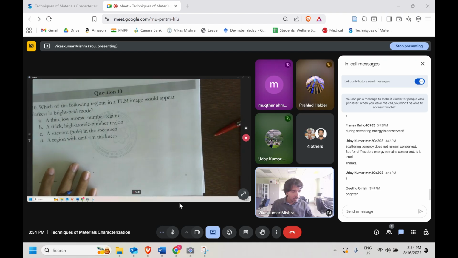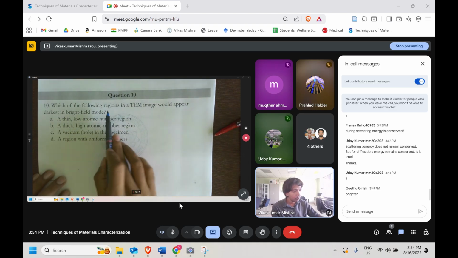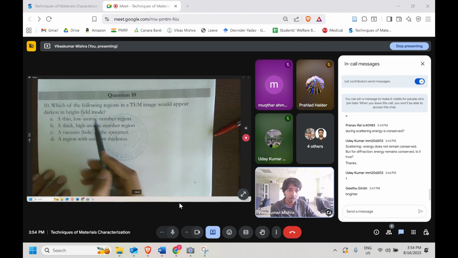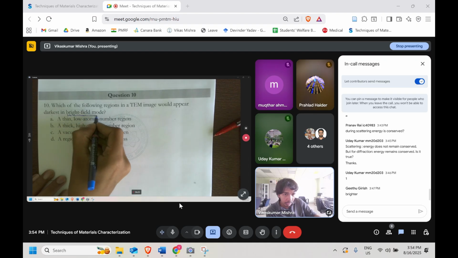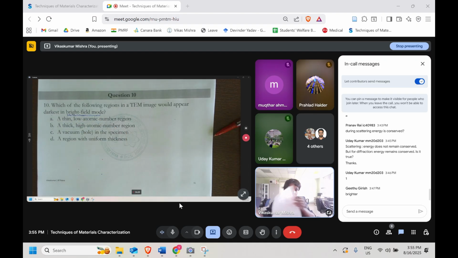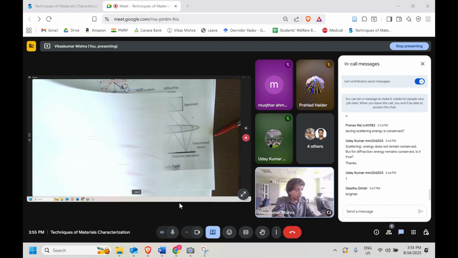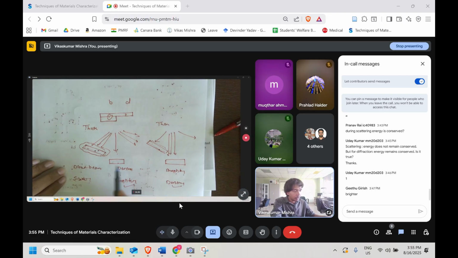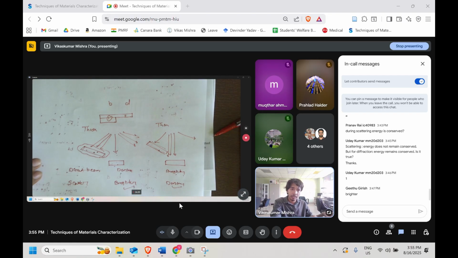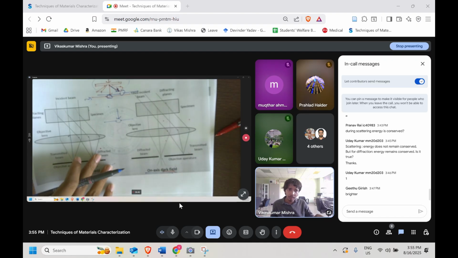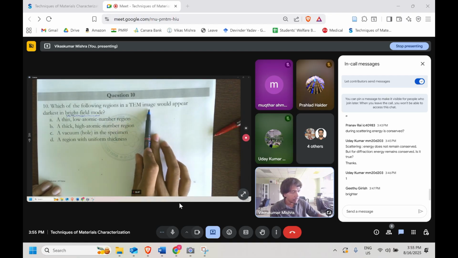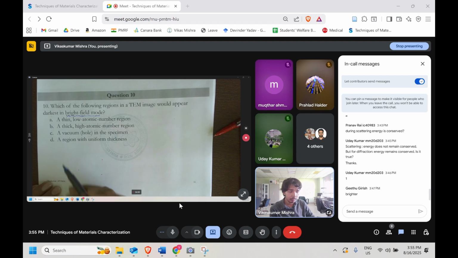Okay guys, now based on what we have discussed, let's try to answer this question. Which of the following regions in a TEM image would appear darker in the bright field mode? See, we are talking about the bright field mode. Whatever concepts we have discussed till now, first we discussed the bright field mode and mass thickness contrast. We discussed that in the bright field mode, which one will appear brighter, which one will appear darker. After that, we discussed the dark field mode. So now we'll try to solve questions based on both concepts. So now, which of the following regions in the TEM image would appear darkest in the bright field mode?